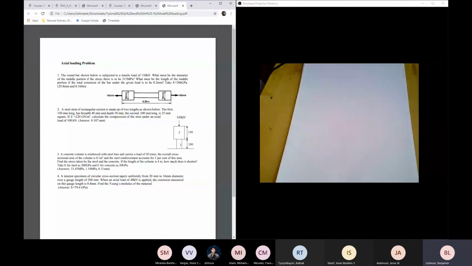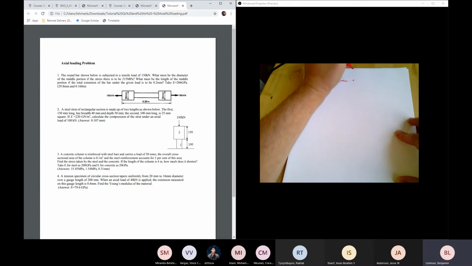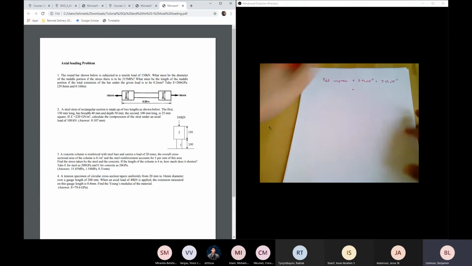I'll move on to a new sheet and finish this up. The total compression is the sum of those two. It's the compression in the 150 millimeter bit of the strut plus the compression in the 100 millimeter bit of the strut. So that's going to be 3.41 times 10 to the minus 5 plus 7.27 times 10 to the minus 5.